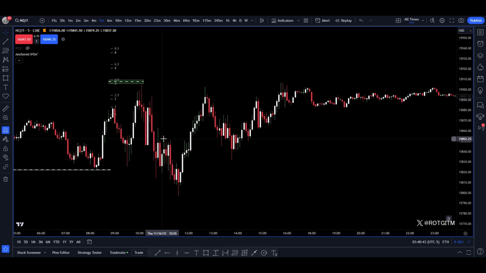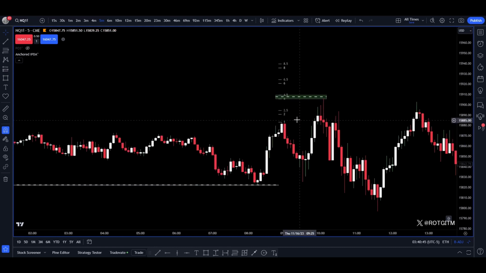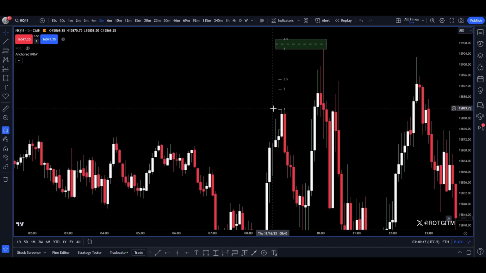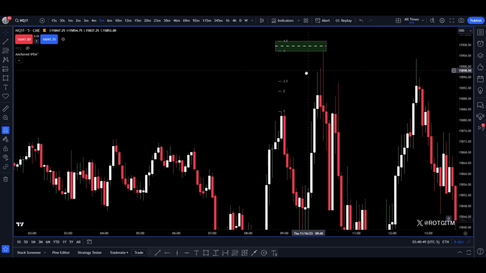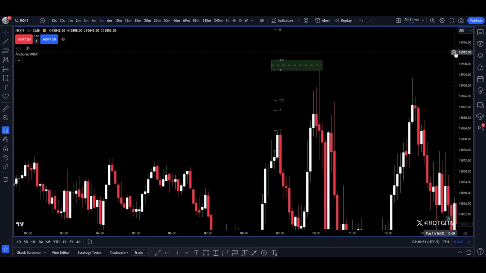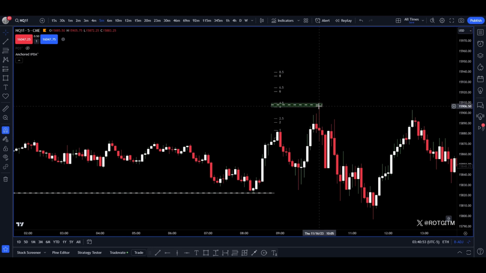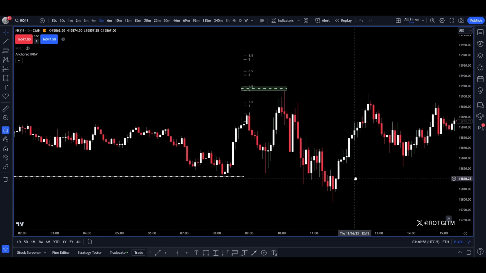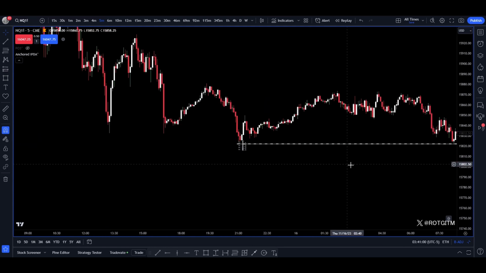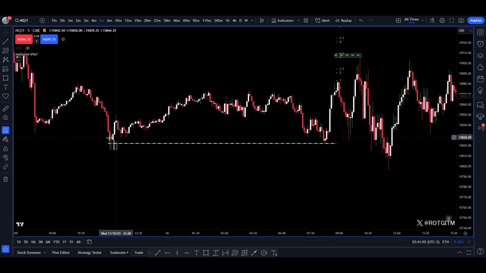Same thing here. We've got from this wick to this wick, 4.5 hits it on a high in the morning session, New York last week. Another one of these long-term things.